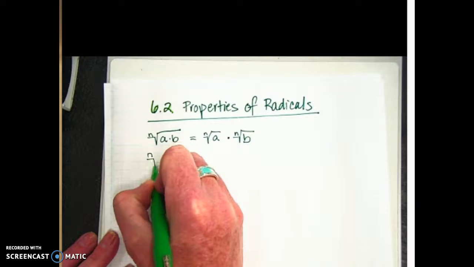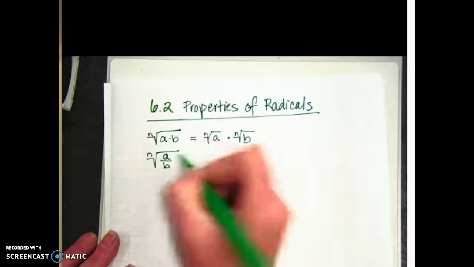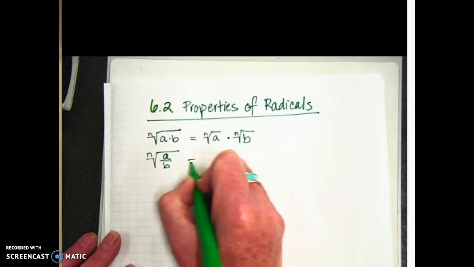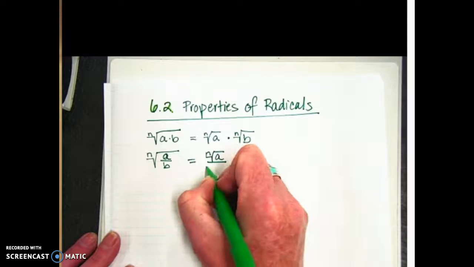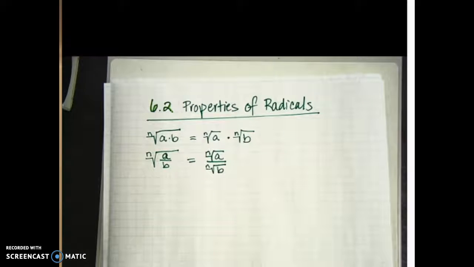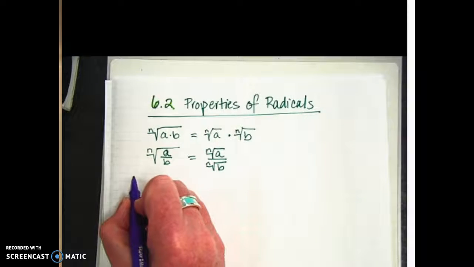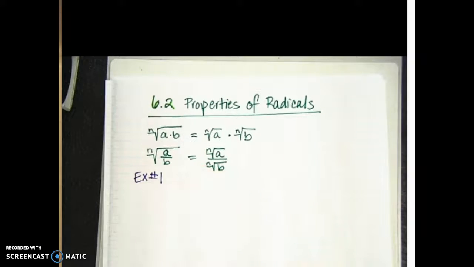The second property is the nth root of A divided by B. And that can also be separated to the nth root of A over the nth root of B. These are just 2 properties that'll help you simplify. Okay, get those radicals as simplified as you can.